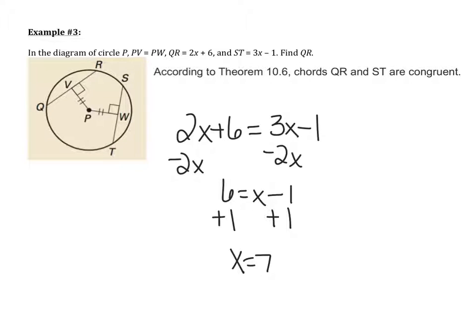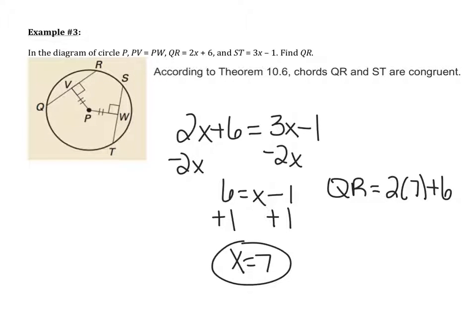But remember, I'm trying to find the length of QR. Now that I know that x equals 7, I'm just going to plug it back in for what we know QR is equal to. QR is equal to 2x plus 6, so it'd be 2 times 7 plus 6. 2 times 7 is 14, plus 6 is 20. So QR is 20, which we would also know then that ST is 20 since we know the 2 chords are congruent.